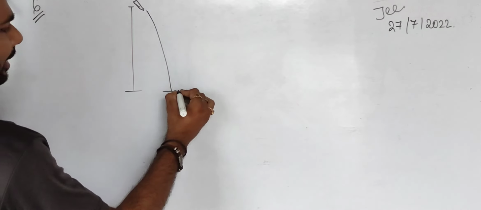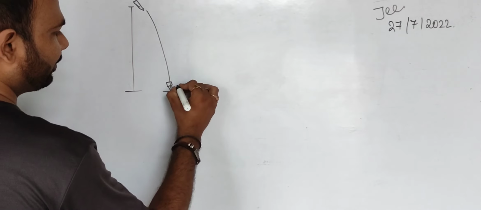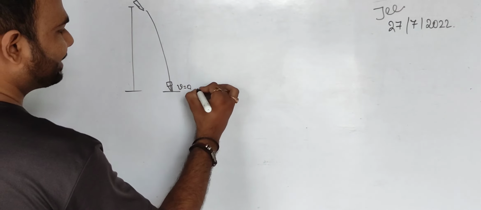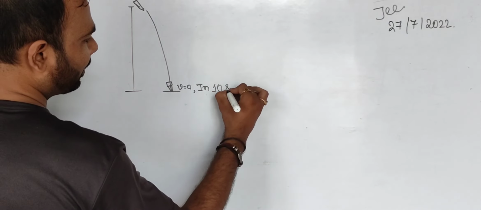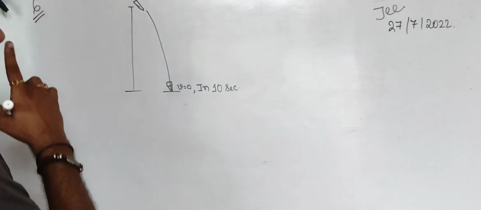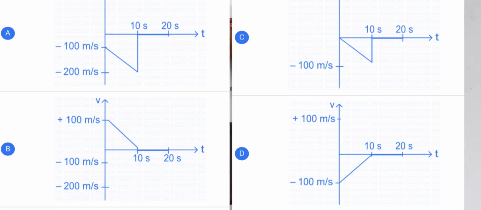So a bullet is fired at a certain height. It comes to rest, that means v equal to 0 in 10 seconds. Okay, it comes to rest in 10 seconds. Options are A, B, C and D. These are the 4 graphs we have to examine.